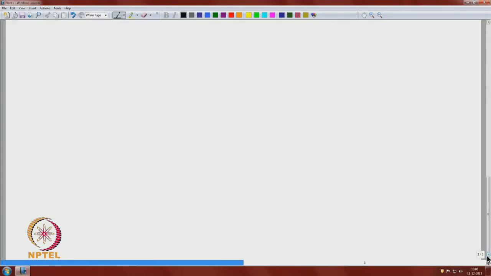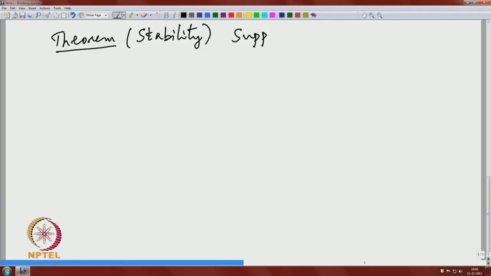So, now theorem. These concepts were introduced by Lyapunov. This is the stability theorem. So, suppose the system 1 possesses a Lyapunov function.